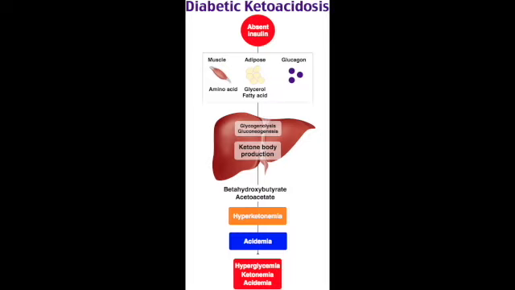Regular insulin, not Lantus, lispro, or aspart, lowers the serum glucose and switches the body from a catabolic to an anabolic state, reduces ketones and fatty acid production, as well as decreases gluconeogenesis.